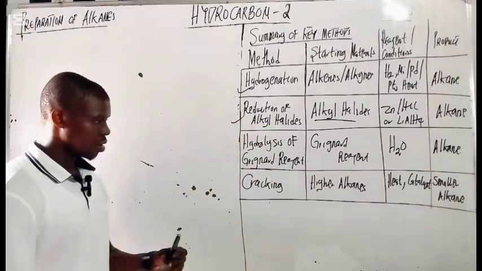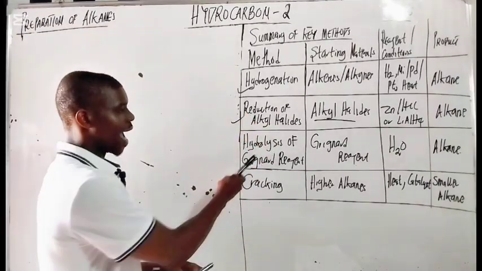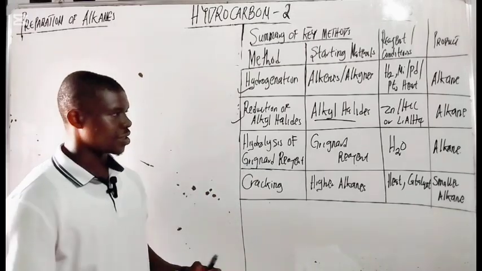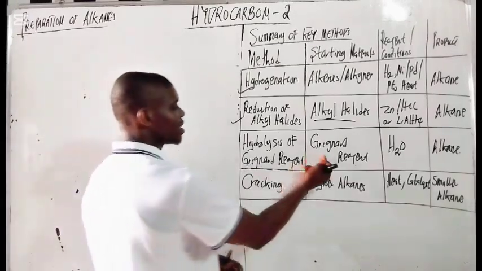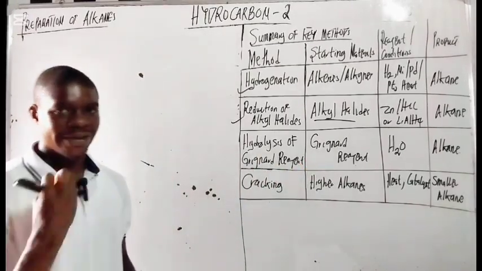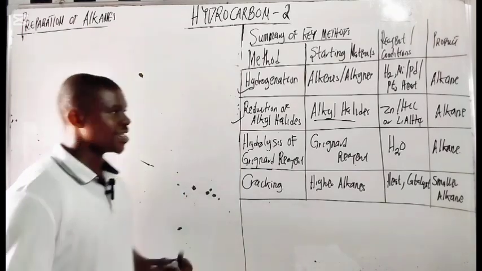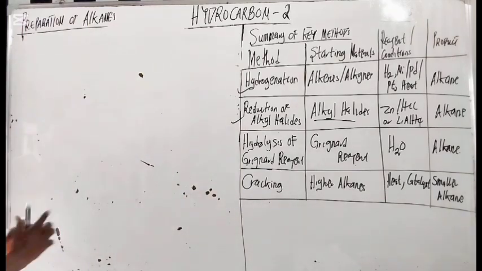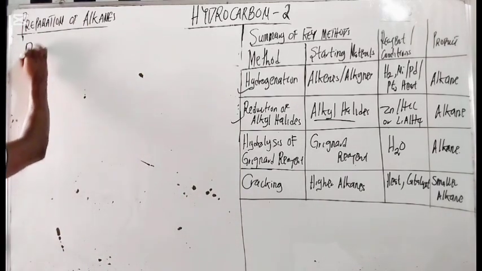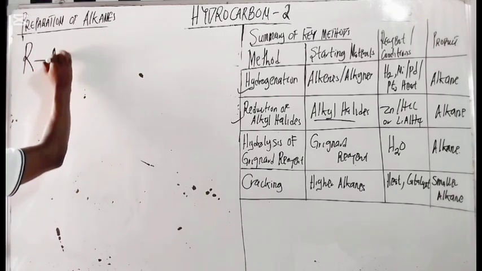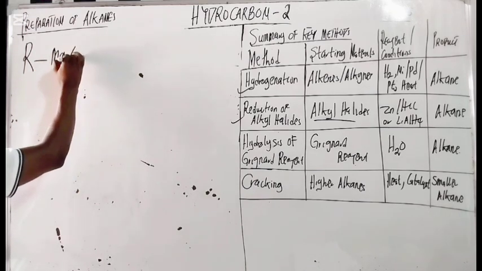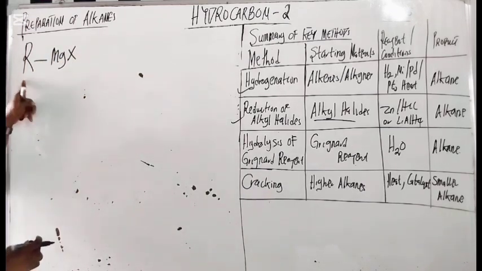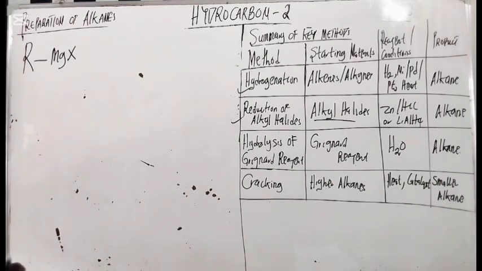Let's move to hydrolysis. The next one is called hydrolysis of Grignard reagents. The starting material is called the Grignard reagent. Let me explain what a Grignard reagent is. It's very easy. A Grignard reagent is an alkyl group with magnesium and halide, so it is called alkyl magnesium halide.